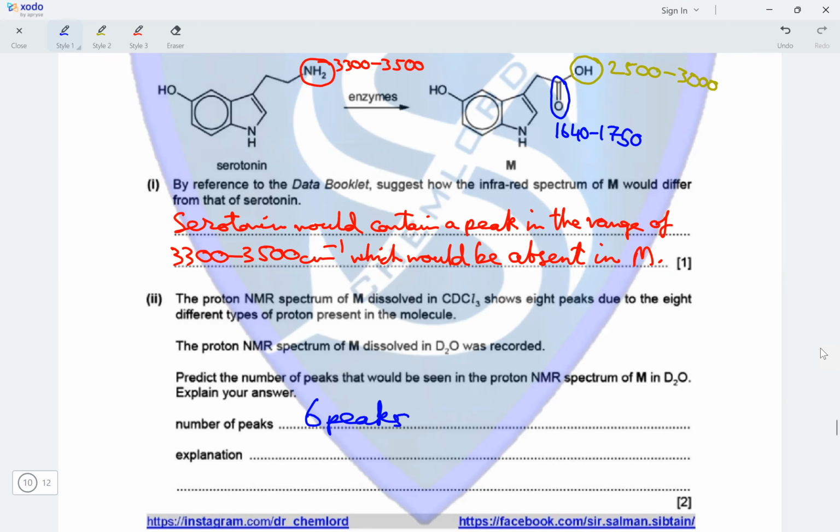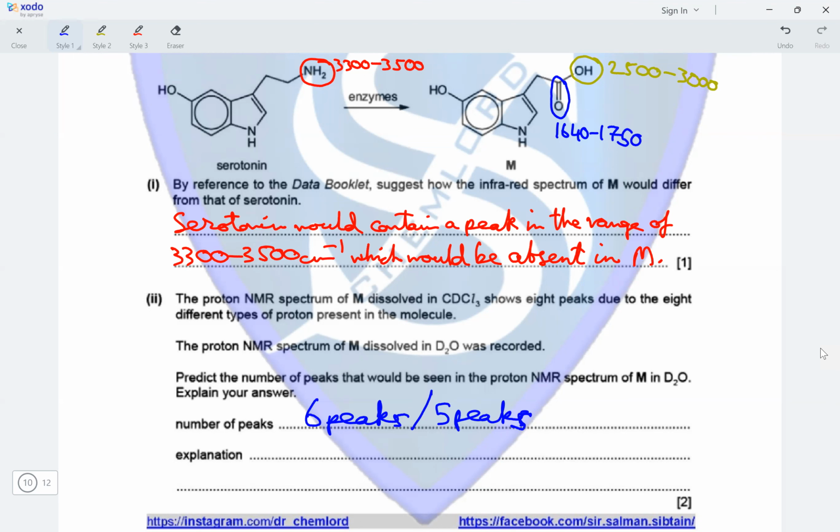And the NH group present may also undergo proton exchange. So if the NH also undergoes proton exchange, we could end up with 5 peaks. If the NH does not undergo proton exchange, we have 6 peaks. If the NH undergoes proton exchange, we have 5 peaks remaining in the NMR spectrum in the presence of D2O.